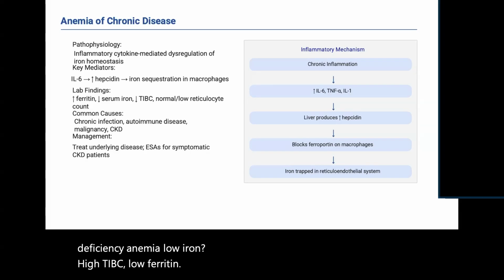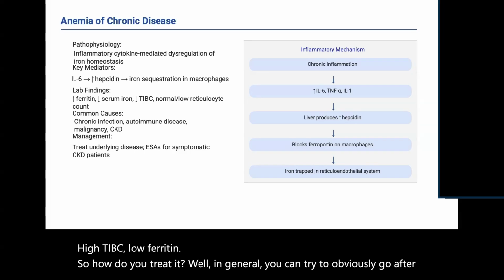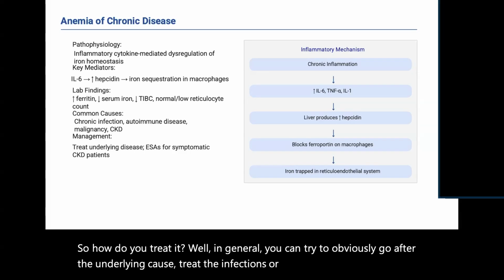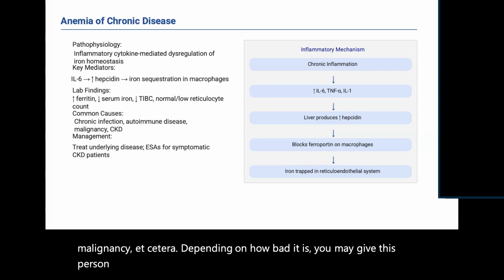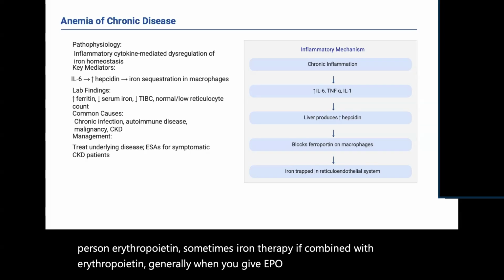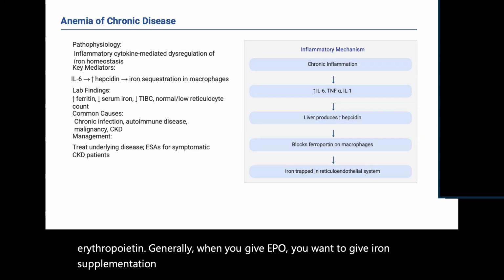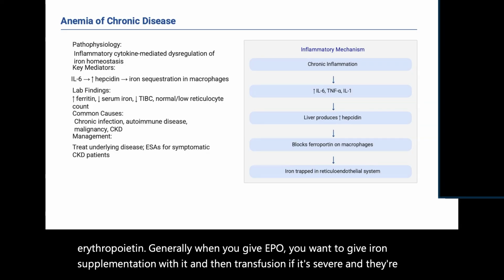So how do you treat it? Well, in general, you can try to obviously go after the underlying cause, treat the infections or the autoimmune, malignancy, et cetera. Depending on how bad it is, you may give this person erythropoietin. Sometimes iron therapy, if combined with erythropoietin. Generally, when you give EPO, you want to give iron supplementation with it. And then transfusion if it's severe and they're symptomatic.